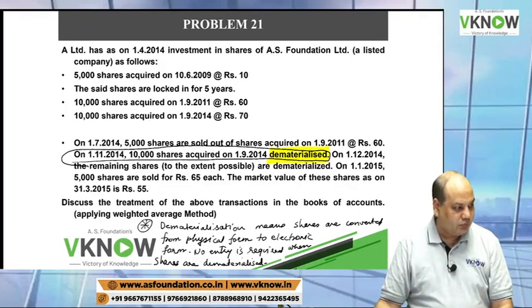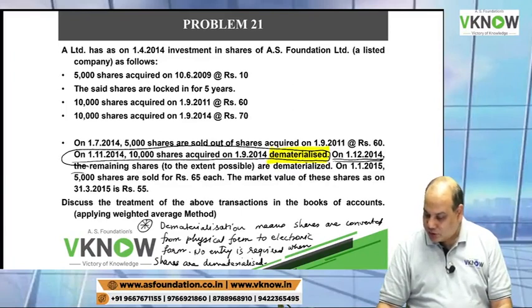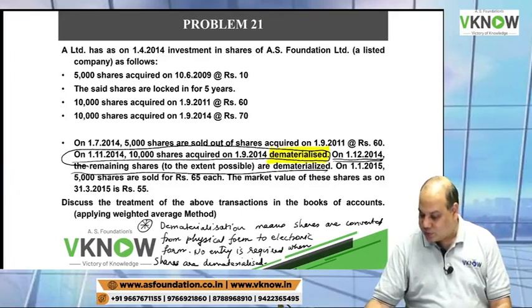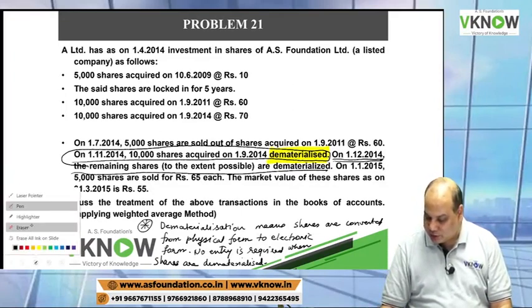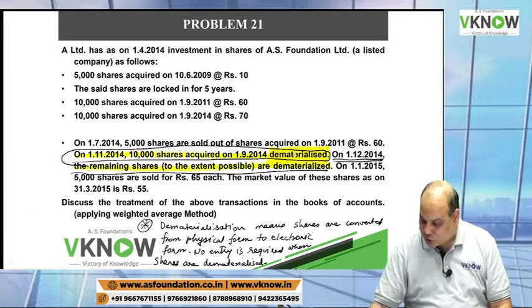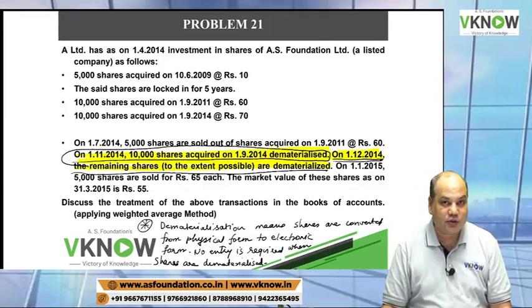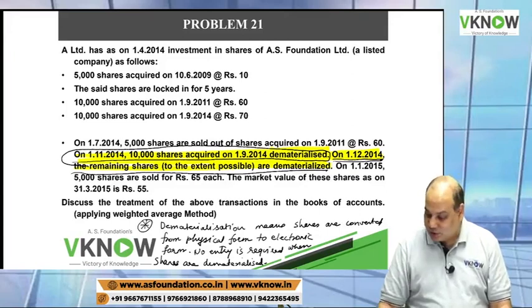So let us come to the next line. On 1/12/14, remaining shares to the extent possible dematerialized. Again, not relevant. These two highlighted lines are not relevant. This is given to test the understanding of a good student. If you ignore it, good. But if you pass entry for this, you will lose marks.